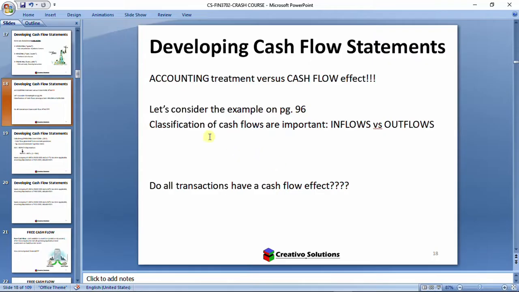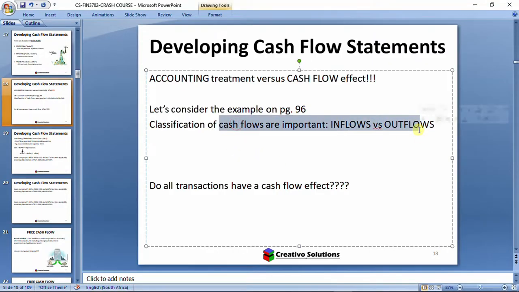Then just a little note here. There's an example looking at inflows and outflows. Do all transactions have a cash flow? Let me just check the page number. We're looking at cash flow. I think the page number might need to change as well. Okay, I see free cash flow.